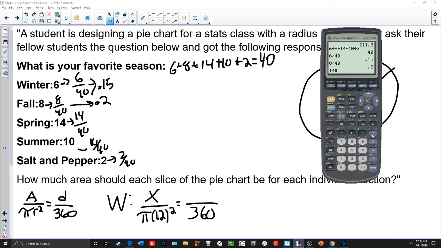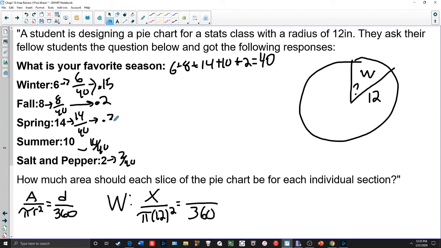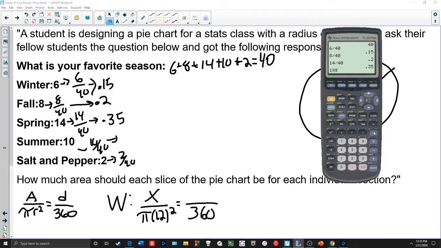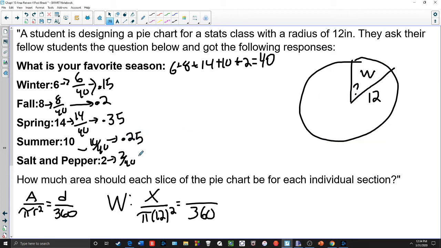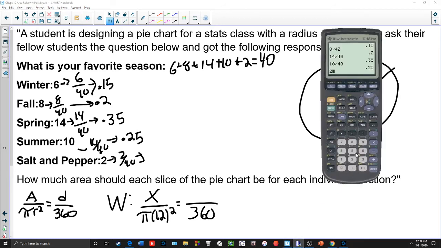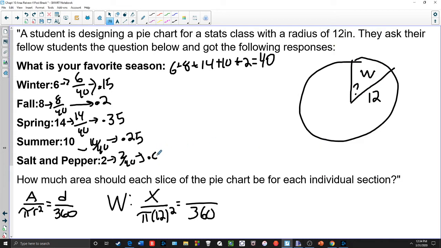14 out of 40 gives us 35%. 10 out of 40 gives me 0.25. And then 2 out of 40 gives me 0.05. So we now figured out the percent that each response holds.